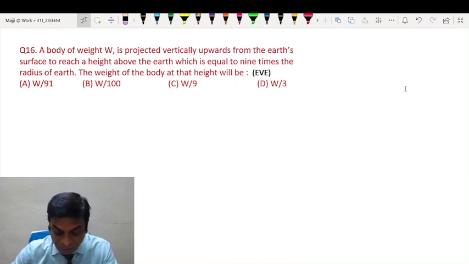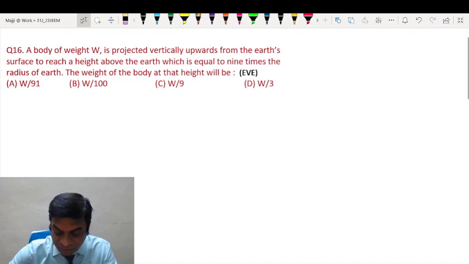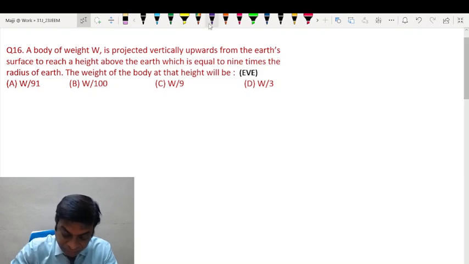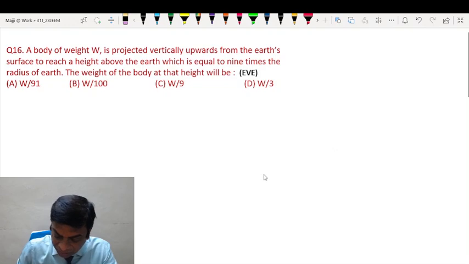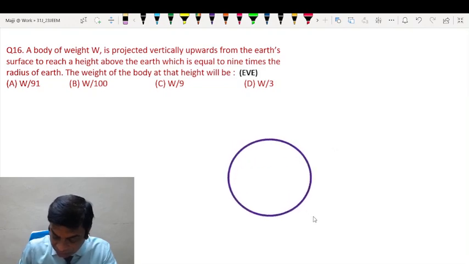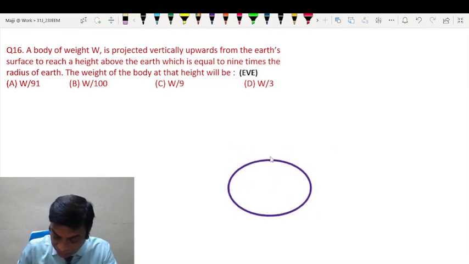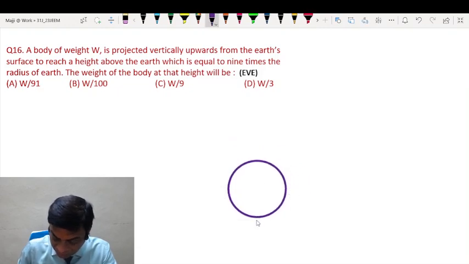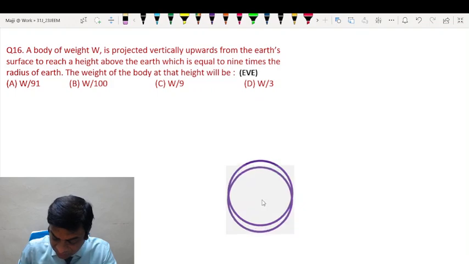Question number 16: a body of weight W is projected vertically upward from the Earth's surface to reach a height above the Earth which is equal to 9 times the radius of Earth. Find the weight of the body at that height. So we'll be using the general formula, students. The diagram will not be as per scale, because I don't have that much space here.